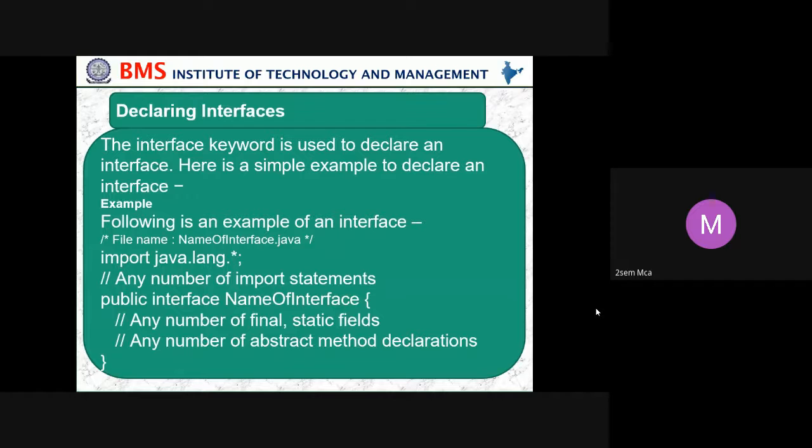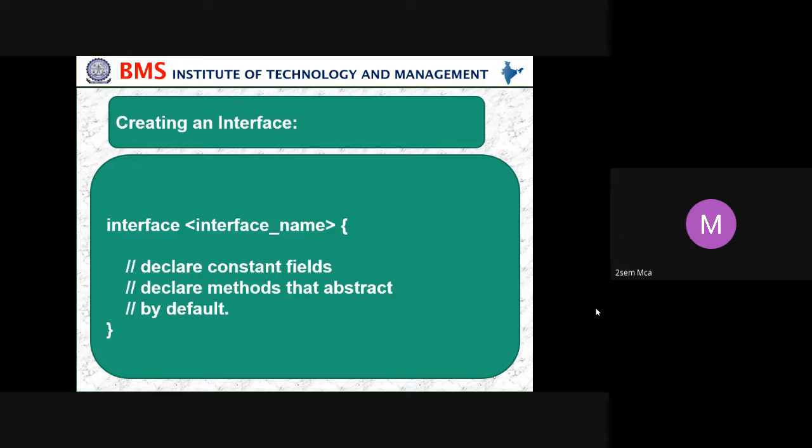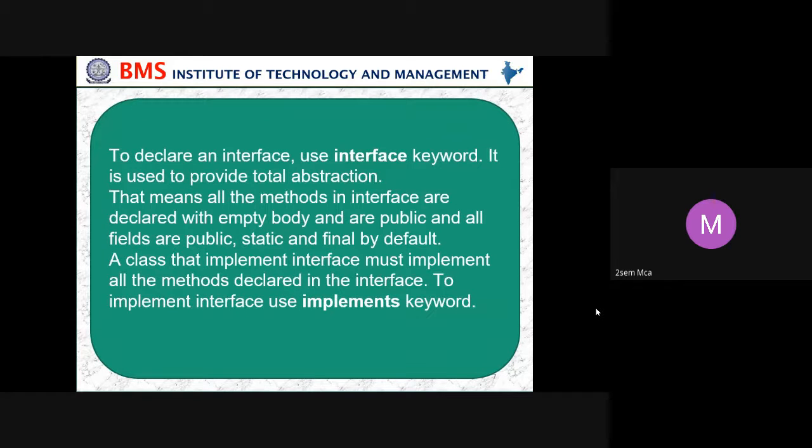Declaring an interface. The interface keyword is used to declare an interface. Here is a simple example to declare an interface: import java.lang, public interface, name of interface. Any number of final static fields, any number of abstract method declarations. So creating an interface, declare constant fields, declare methods that are abstract by default.